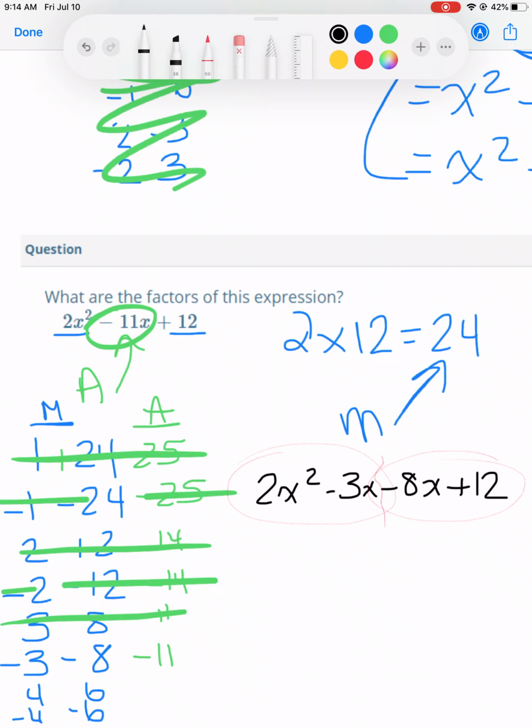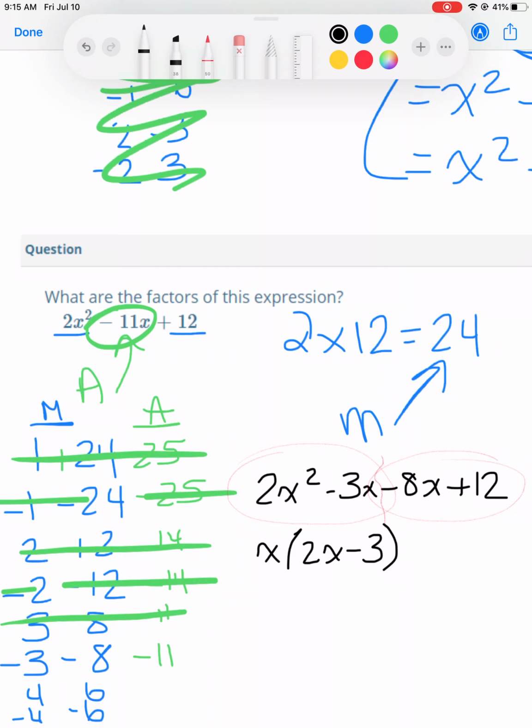And usually what I just do here is common factor. So what's a common factor between 2x squared and 3x? It looks like it's just an x. So I'm going to take out an x. So it's going to be 2x minus 3, close bracket. Then over here, same idea. What's a common factor between both negative 8x and 12? Well, looks like it's going to be 4. Can't take out a 4x because there's not an x with the 12.